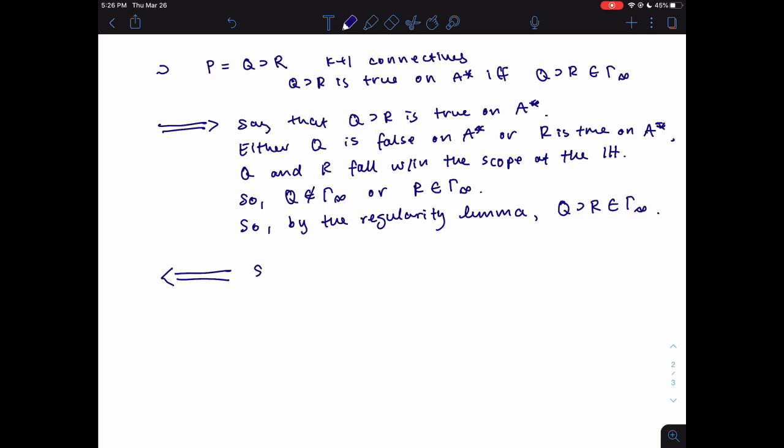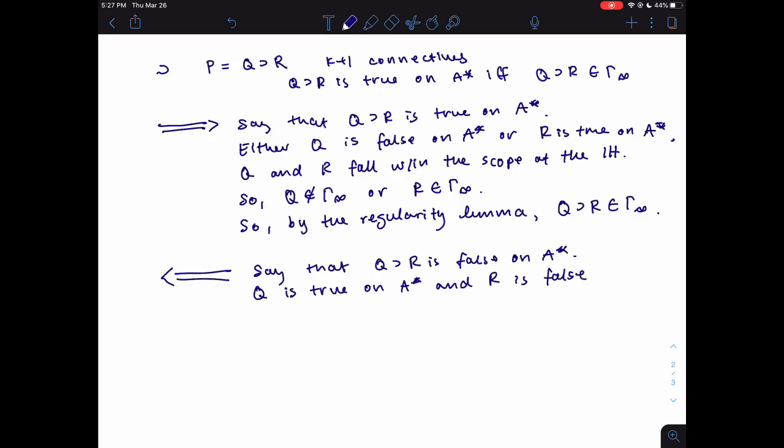So we're going to say that if Q then R is false on A star. There's only one possible case where if Q then R is false, and that's when Q is true and R is false. So that means that Q is true on A star and R is false on A star. And we know that just by the definition of the material conditional. You can look back to the truth table to verify.